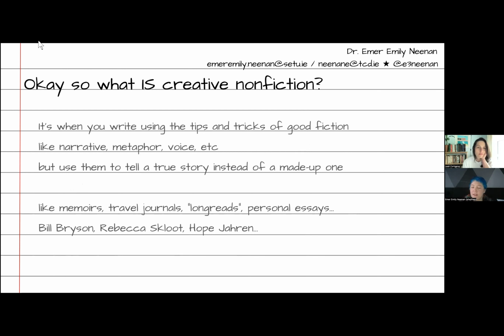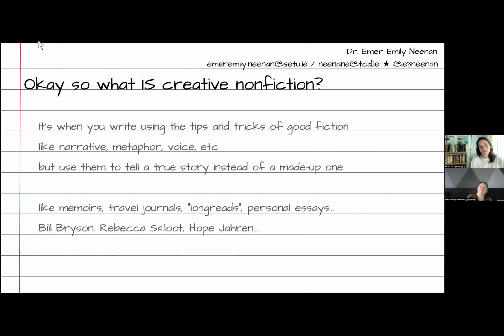I don't know if you ever have the long reads. Is that a thing? Journalistic essays in newspapers that tell a story about a particular thing, like a deep dive, maybe. I don't know what the terminology is here.